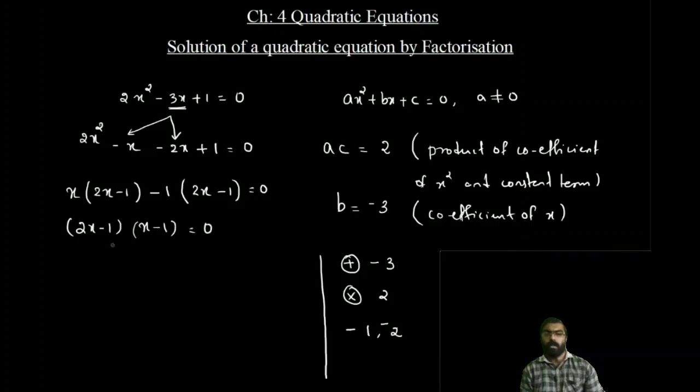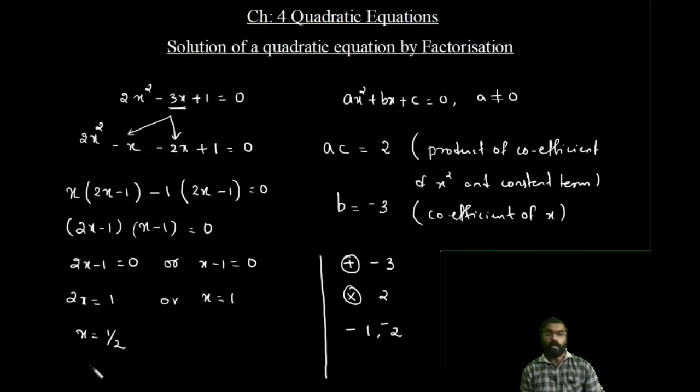That means the product of two terms is 0. 2x minus 1 into x minus 1 is equal to 0. That means a into b equal to 0, and a into b equal to 0 means either a equal to 0 or b equal to 0. So we can write either 2x minus 1 equal to 0 or x minus 1 is equal to 0. So we can equate them separately. From the first one we can write 2x is equal to 1, or x is equal to 1 by 2. And here we can write x is equal to 1.